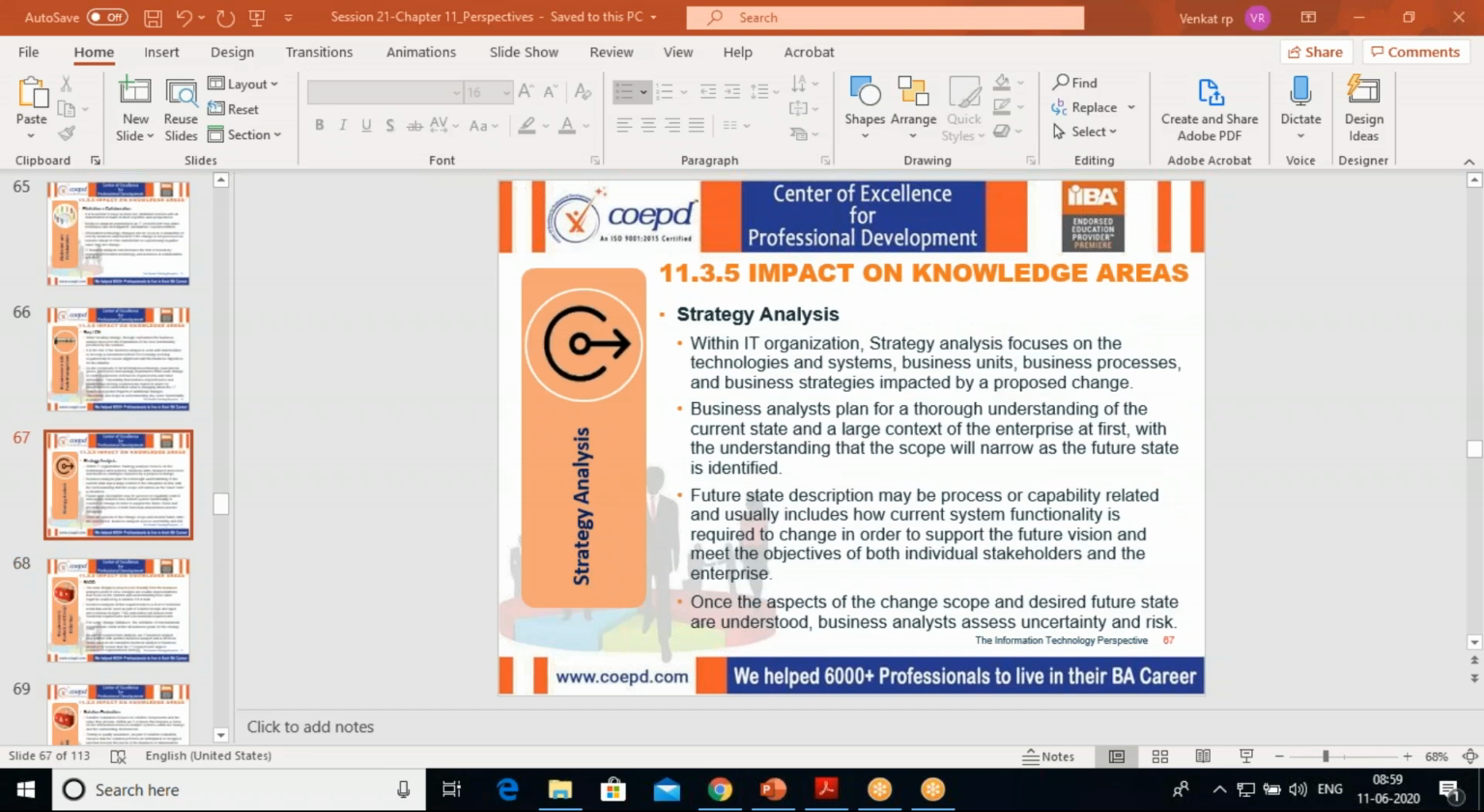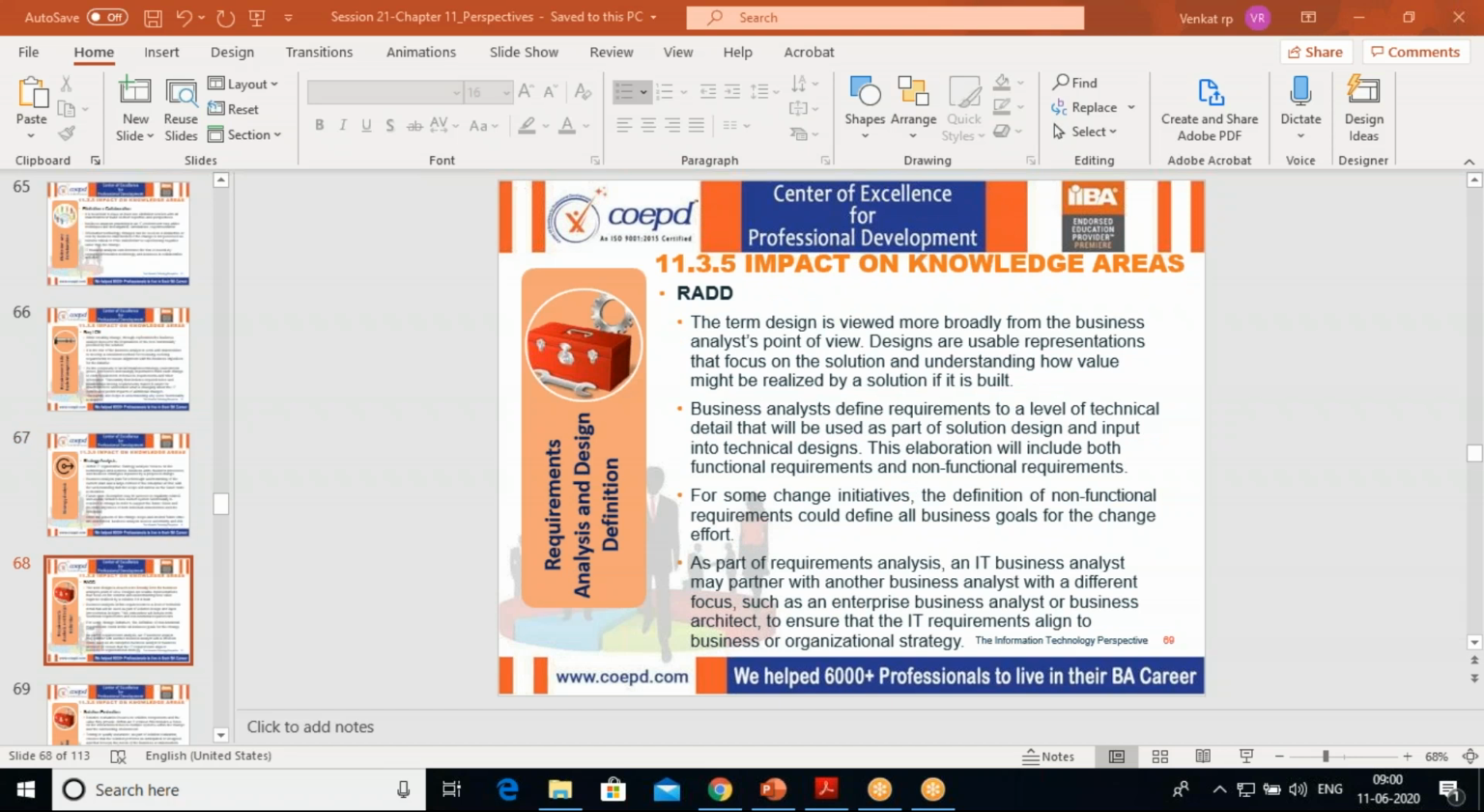And the strategy analysis, we discuss the as-is stage and the to-be future state: the current state and the future state, and how we are going to reach the future state. We are going to analyze it here. What solution are we going to use to reach this future state, and what are the risks involved in doing it? Here we are going to understand it.